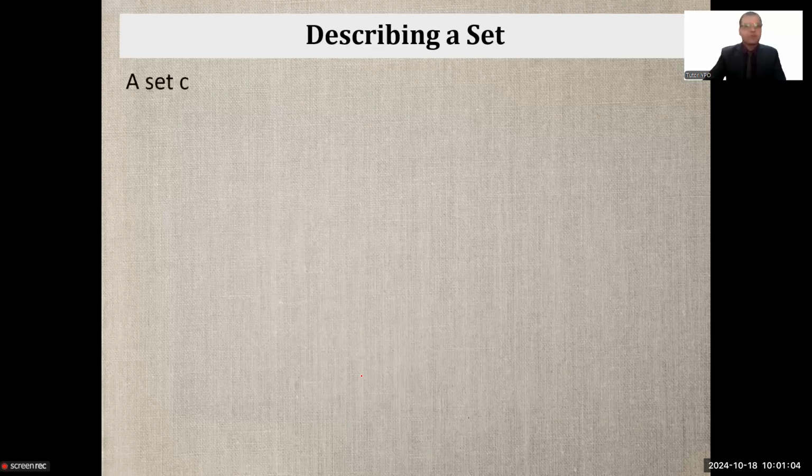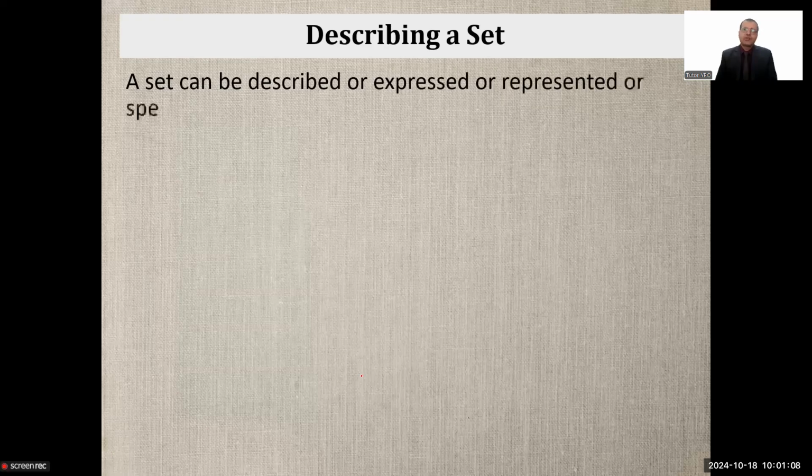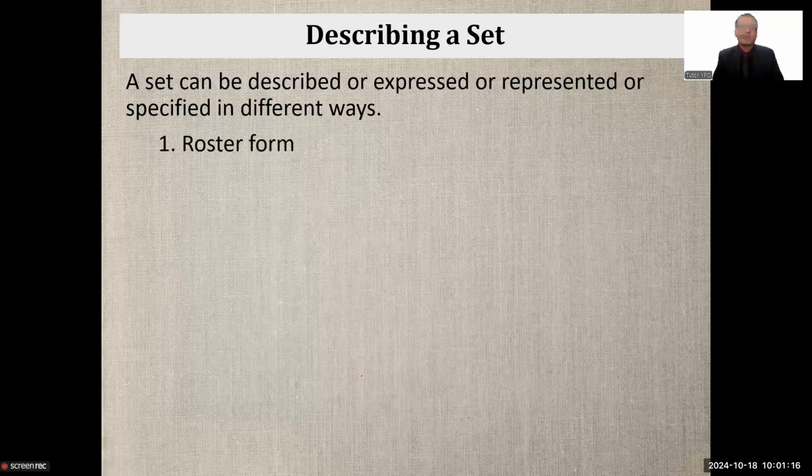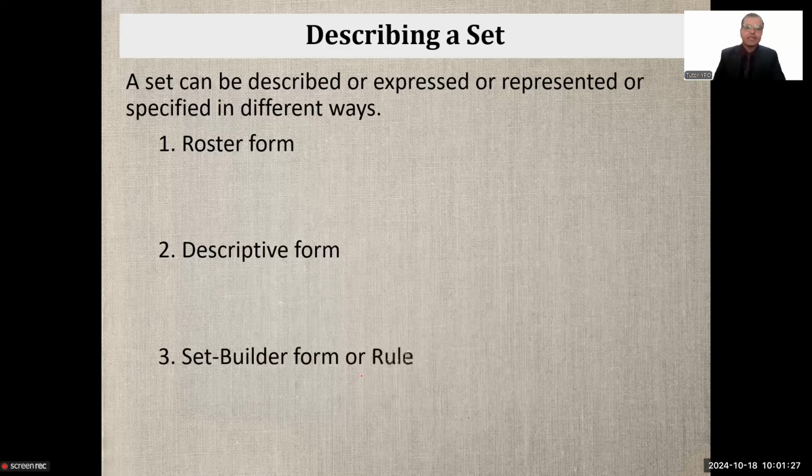Describing a set. A set can be described or expressed or represented or specified in different ways. Basically, there are three different ways of describing a set: roster form or roster method, descriptive form or descriptive method, and set builder form or rule form, or set builder method or rule method.